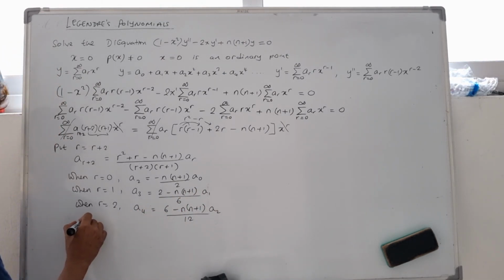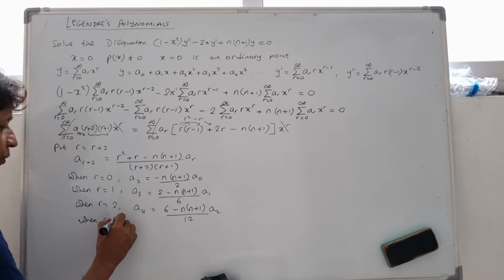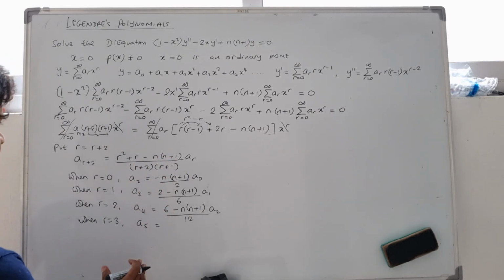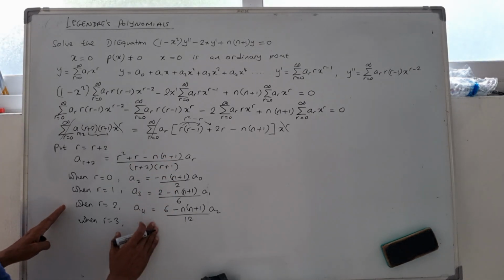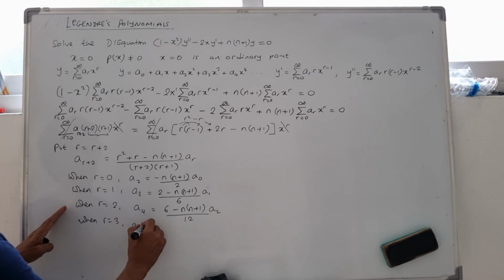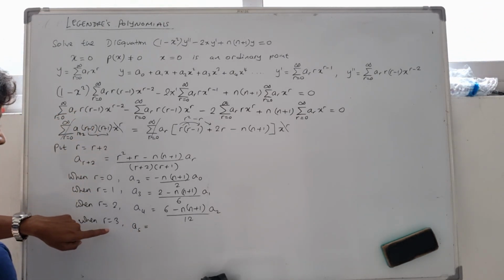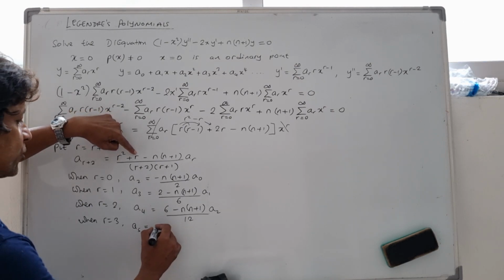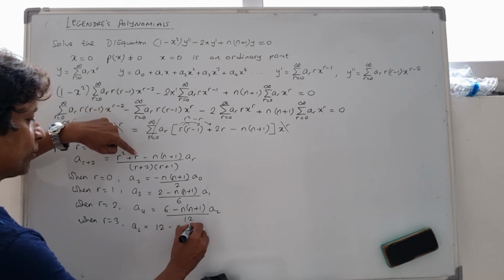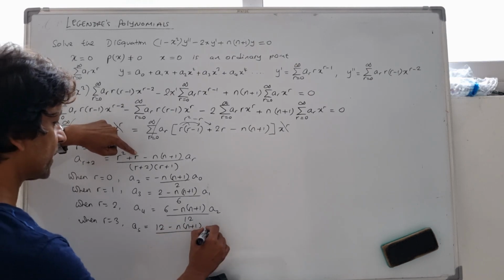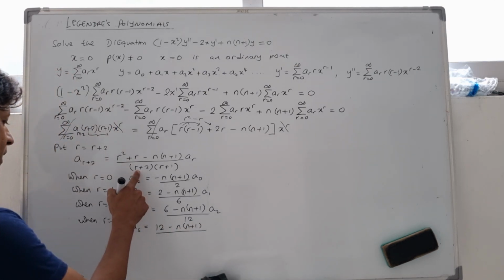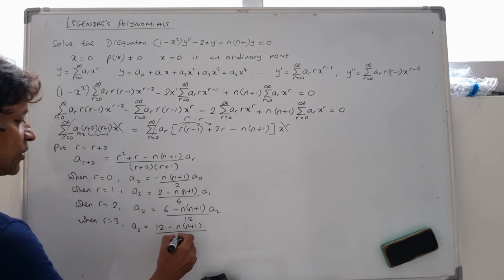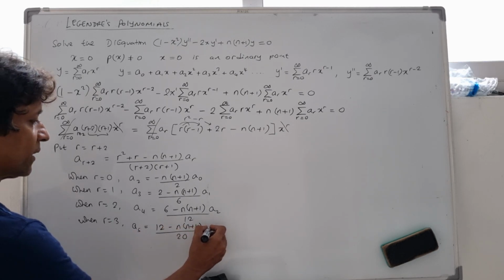In a similar way, when r is equal to 3, I got a 5 is equal to, so let's get some space here, 3 squared, which is 9, 9 plus 3 is 12, so 12 minus n into n plus 1, and all of that divided by, here I've got 5, because 3 plus 2 is 5, 3 plus 1 is 4, 4 times 5 is 20, and I've got a 3.